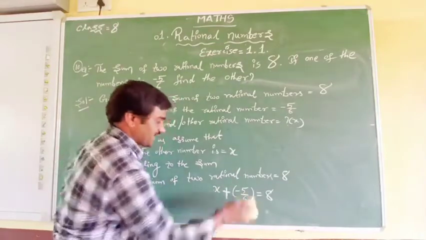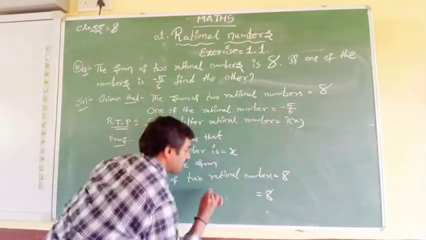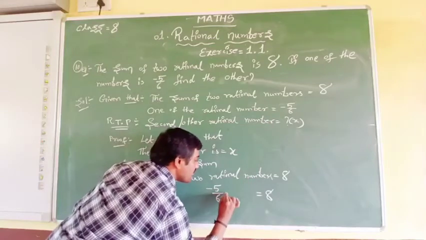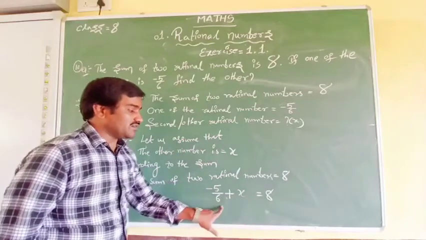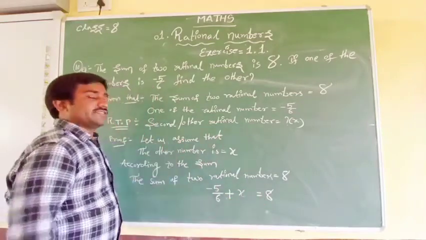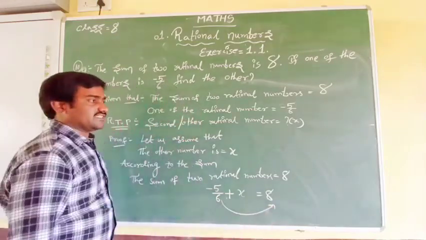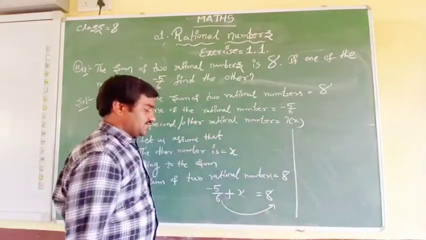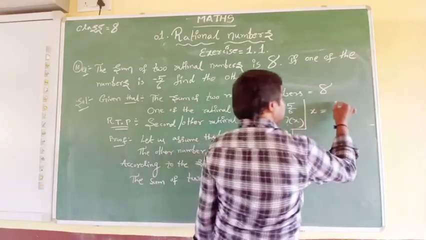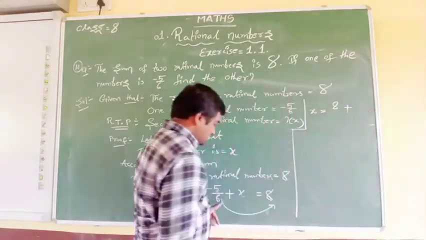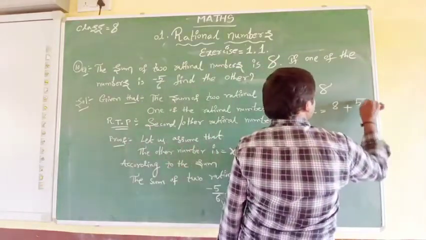Or you can write it like this. The first one let us take minus 5 by 6. The second one is x. When you add these two numbers, we are getting 8. Now this minus 5 by 6 will be transposed to the RHS, just like the previous problem. Hence, x equals 8 plus, after transposing to the RHS, 5 by 6.